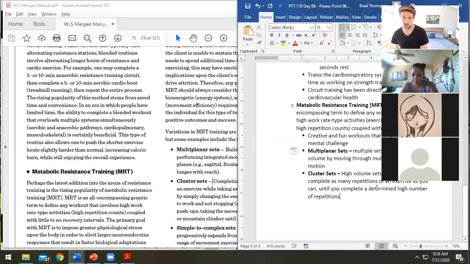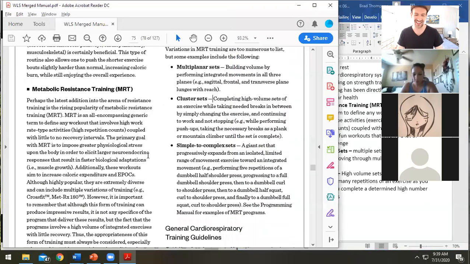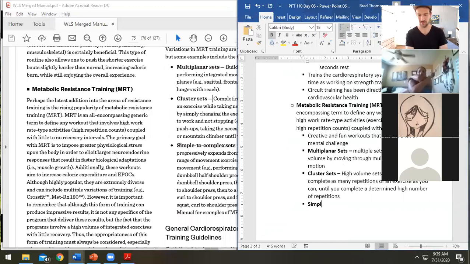And is it the best way to build strength? Definitely not. If you're doing 100 reps of something, the intensity is crazy, crazy low. So it's not the greatest way to build mass or anything like that, but it is a super awesome calorie burn and it's fun. Fun-ish. And then we've got simple to complex sets.